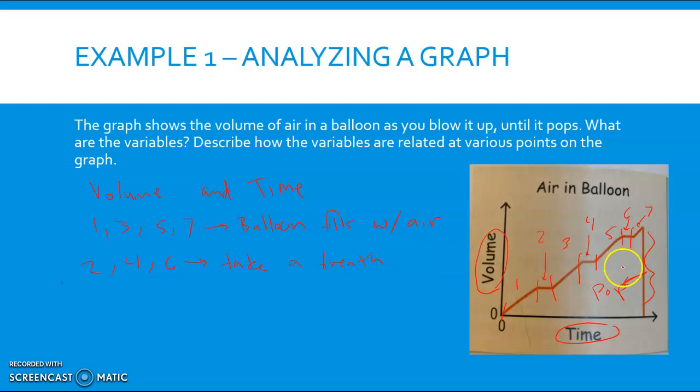And then we'll label this. This will be interval 8. That sharp drop off. Obviously, nothing's happening anymore because your balloon is popped, and it no longer has any volume because, once again, it's a popped balloon. Interval 8, balloon has popped.